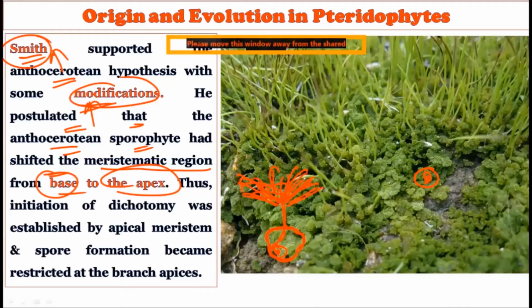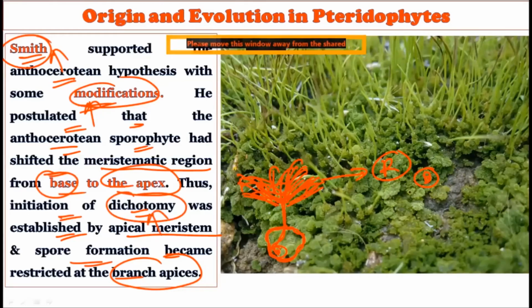So its growing point got shifted from base to the apex. There comes the erect habit, and this erect habit later gave rise to Rhynia-like early vascular plants on the land. So due to the shifting of the meristematic region from the base to the apex, there is a formation of the pteridophytes out of the bryophytes. This is according to Smith. Thus the initiation of dichotomy was established in the apical meristem, and spore formation became restricted to the branch apices. This is very important. The apical meristem initiated the apical dichotomy, that is, there is a separation of the branches. Dichotomous branches were created in an aerial way.